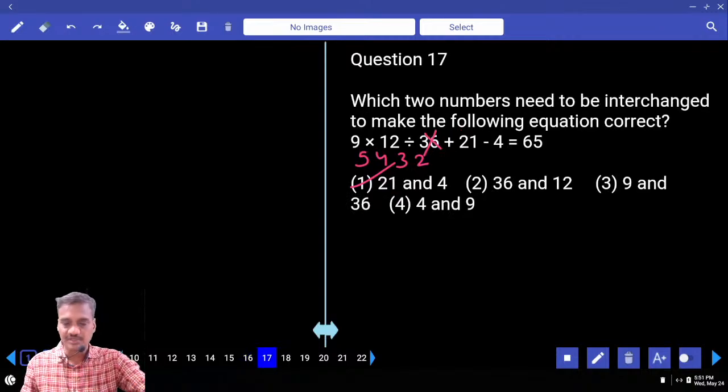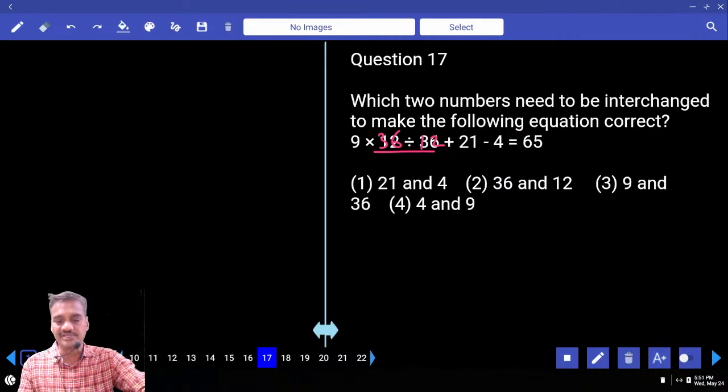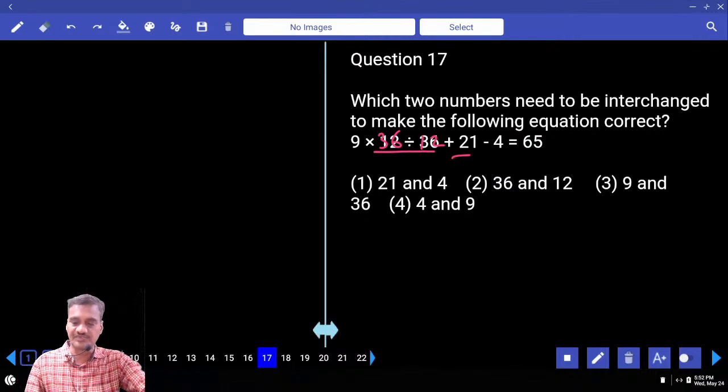Then 17th one. Now which 2 elements do we need to interchange? Now 21 and 4. Now if you interchange 21 and 4, 4 is here, 21 is there. Are you getting 65? Now 12 divided by 36 is how much? 1 by 3. 9 by 3 is how much? 3. Now 3 plus 4, 7 minus 21, it is minus 14. Hence it cannot be an answer. Then 36 and 12. Now if you interchange these two, this is 36 and this is 12. Then here 36 divided by 12 is how much? 3. 9 into 3, 27. 27 plus 24. And 48 minus 4, 65 ruled out.